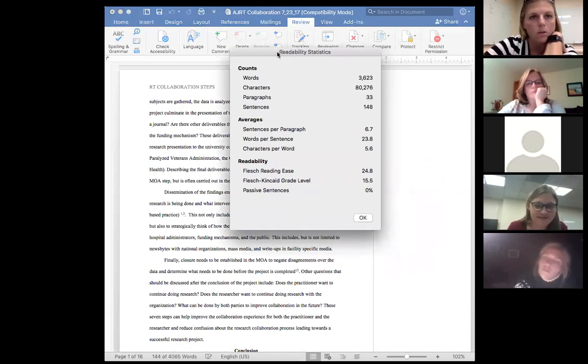Okay, so an article written for AJRT is at a 15.5 level, so junior level in college. I think that's okay because this is going to practitioners, and all those practitioners have at least a college degree. They should be able to read this, and that's okay.